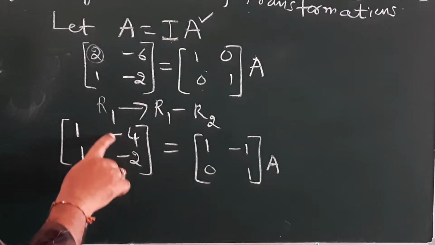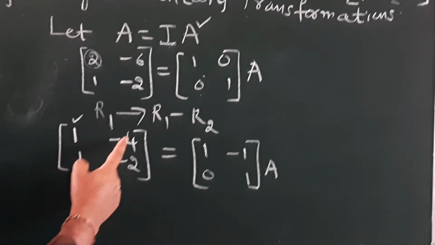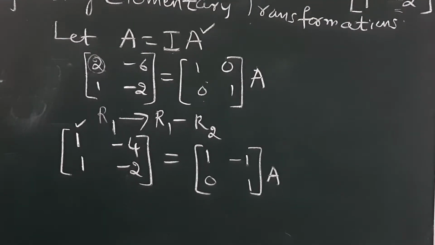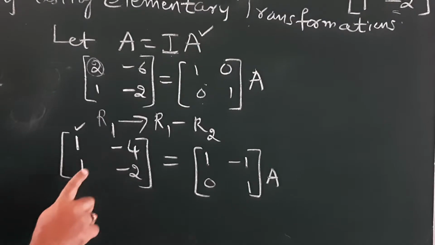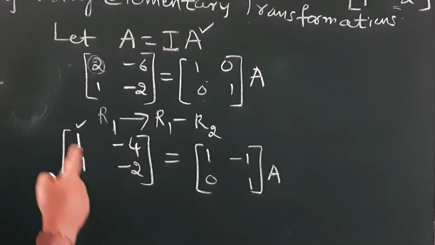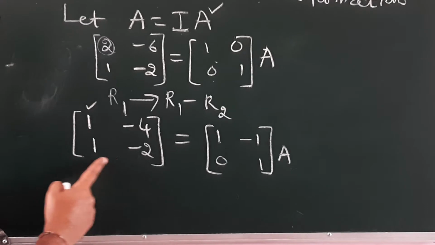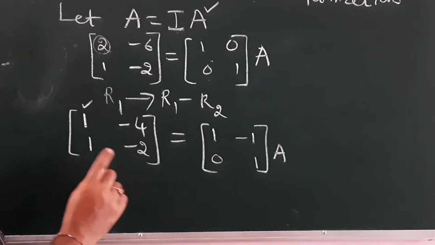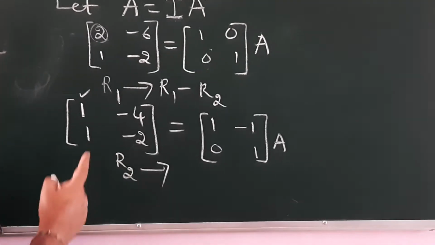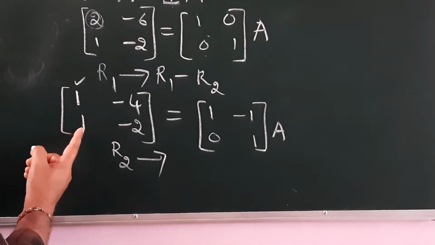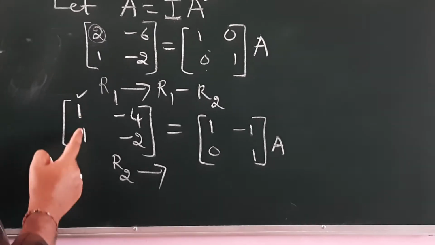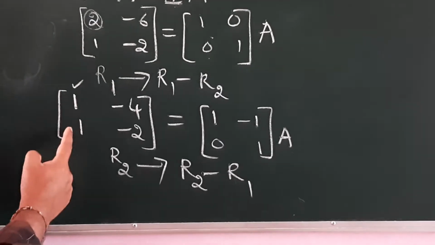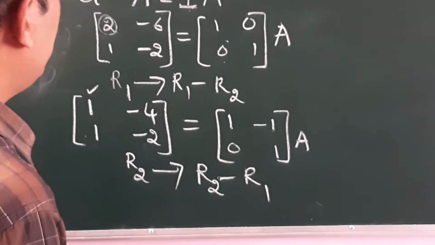Next, concentrate on the remaining elements. Here it should be 0, and it should be 1, so we want 1, 0, 0, 1. We can continue our operations with the second row. We can make this element 0 by applying an operation on the second row: R2 changes to R2 minus R1. I want to make it 0, so 1 minus 1 will be 0.